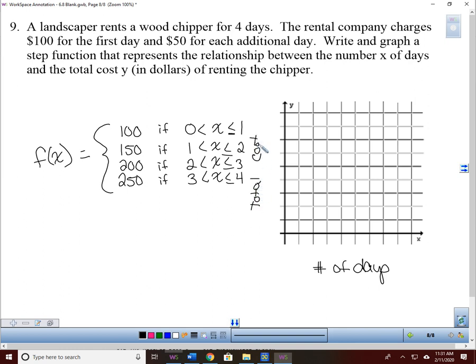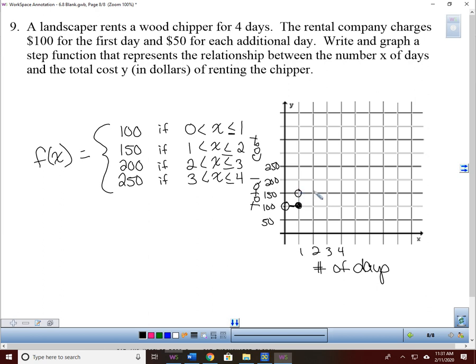I know you guys are impressed with my ability to write sideways. So I have 4 days. And let's count by 50 since I'm going up by 50 every day. So 50, 100, 150, 200, 250. So between 0 and 1, open circle, closed circle, I'm at 100. So I go up to 100. This is 0 and 1. Connect. I'm at 150 between 1 and 2.